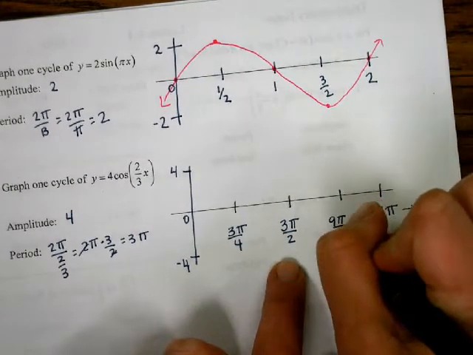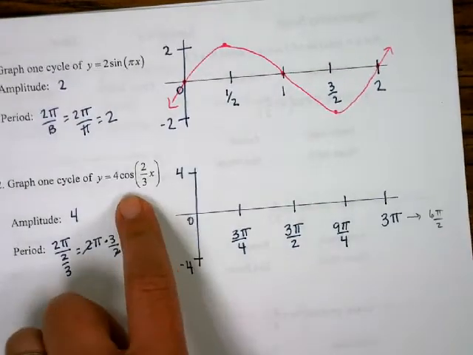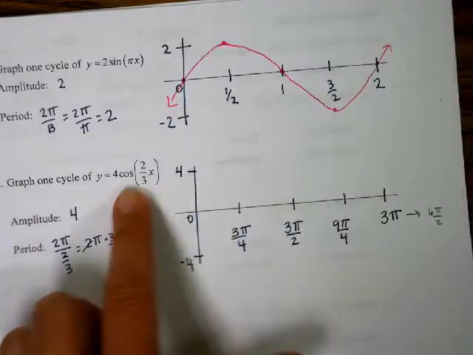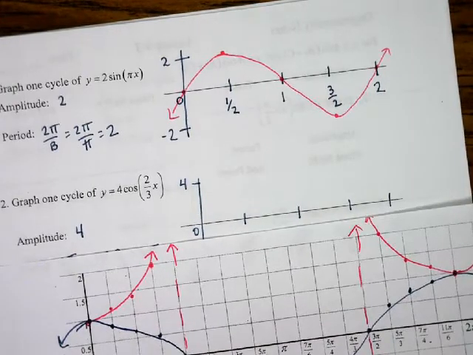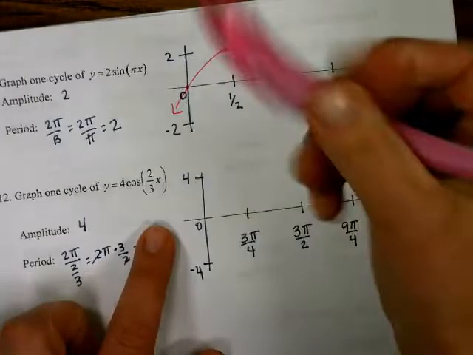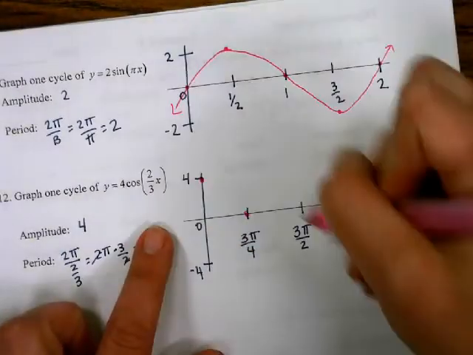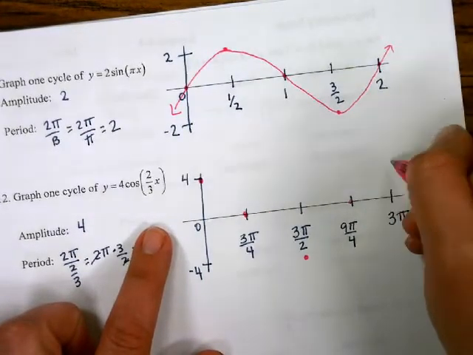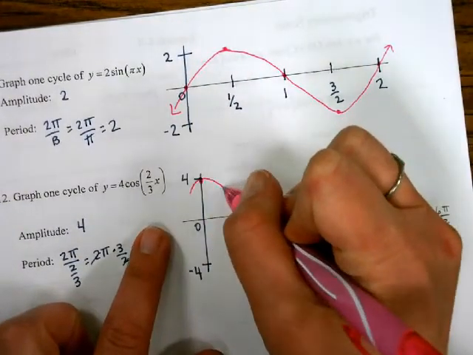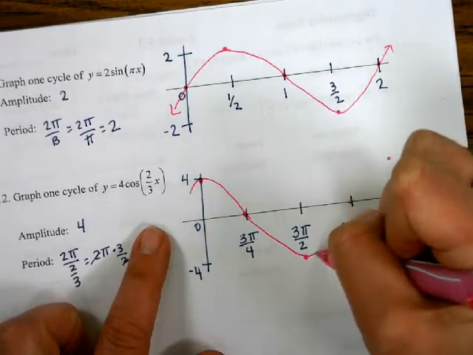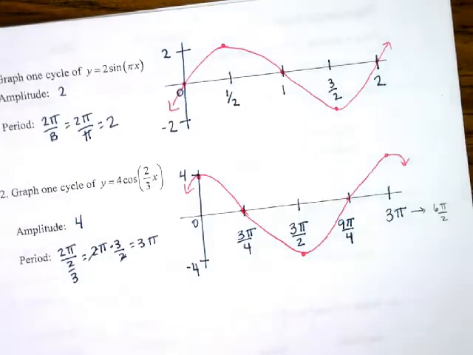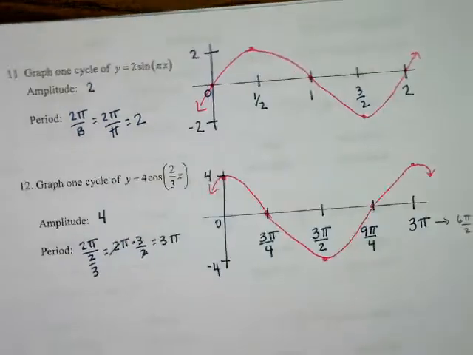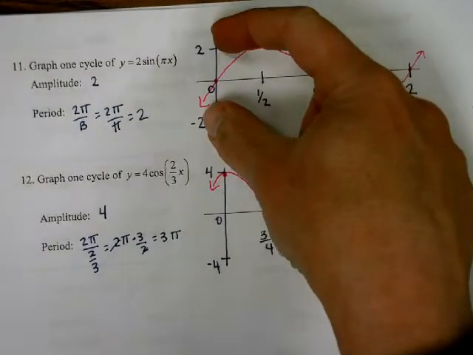Now he's cosine, and remember that cosine starts at the top, so he's going to go top, 0, bottom, 0, top. Give him some tails. There's a cosine. Okay, so that's what you're going to do on your homework. You're going to label your y-axis and then 5 points along the x-axis.